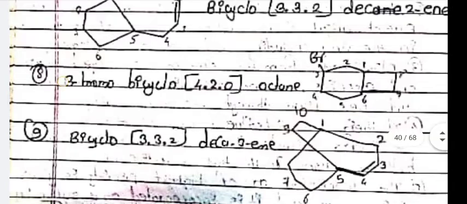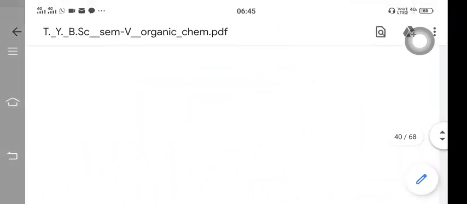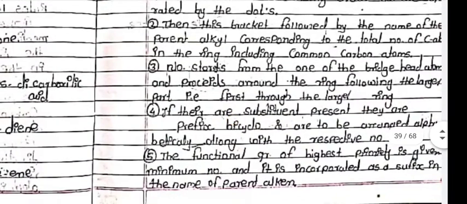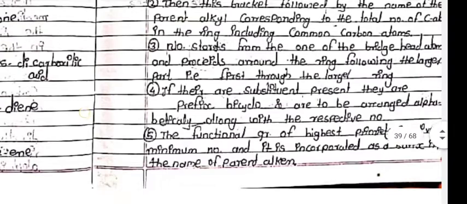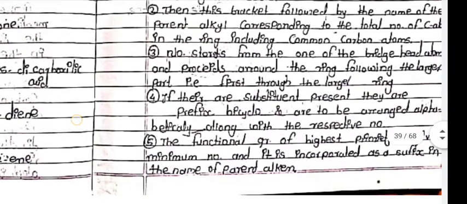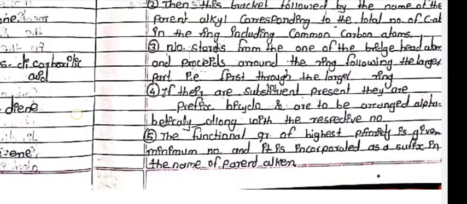So you understand the rule about giving the numbering. The next part: numbering starts from one of the bridgehead atoms and proceeds around the ring, following the larger path, that is, first through the larger ring.